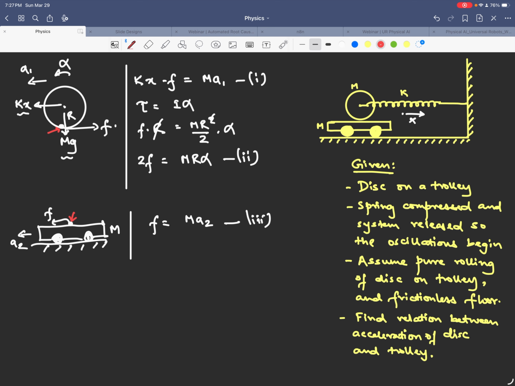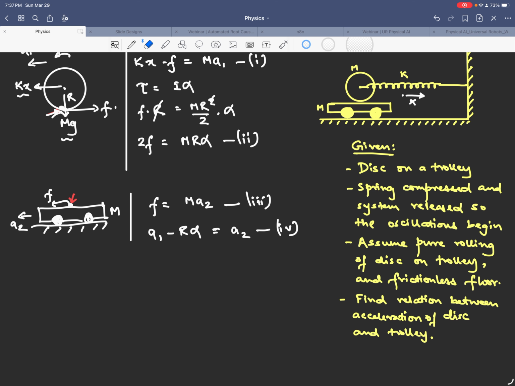To satisfy that condition, we can say that the net acceleration of this point marked by red on the disk would be what? A1 minus R alpha, right? This is the angular term. So for this particular point, here the net acceleration would be a1 minus r alpha, and this has to match with a2. If it doesn't match, then there's going to be a slipping. So that's the important concept to note, that for pure rolling, this condition needs to apply.